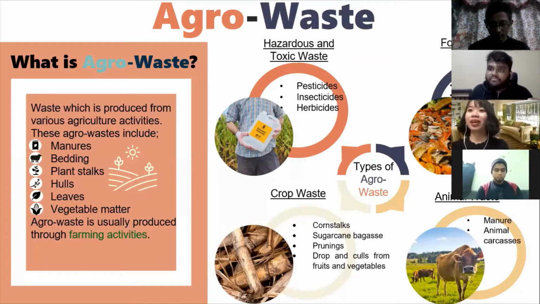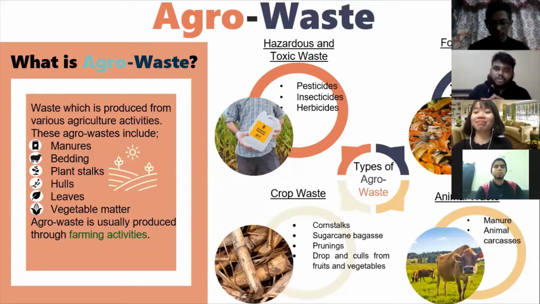There are many types of agro waste, and here we have listed four. First is hazardous and toxic waste, which includes pesticides, insecticides, and herbicides. Farmers use these pesticides to save their crops from insects and other external factors, but they become hazardous and toxic waste in daily life.